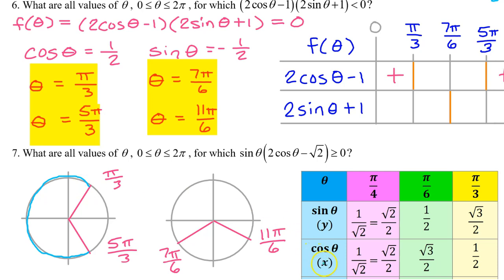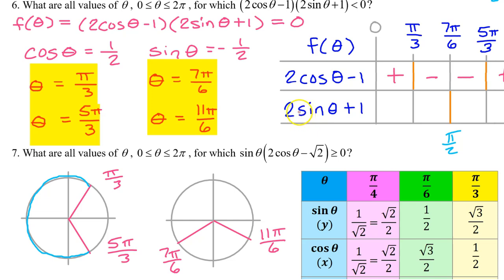Cosine is the x value on the unit circle. So a great test value to pick would be pi over 2 because the x value here is 0. So in my mind, I am thinking about pi over 2. So if we plug in pi over 2, the cosine will be 0. 2 times 0 is 0. That leaves us with the negative 1. So that tells us that this factor will be negative in this interval.